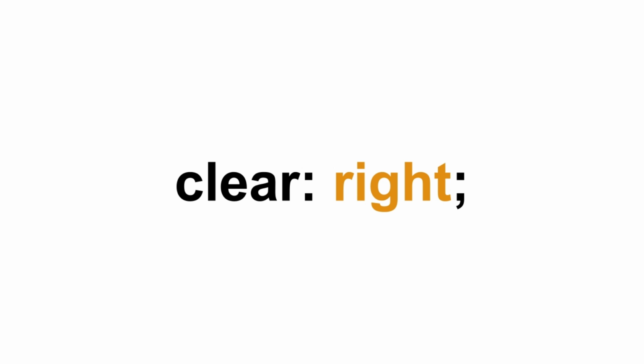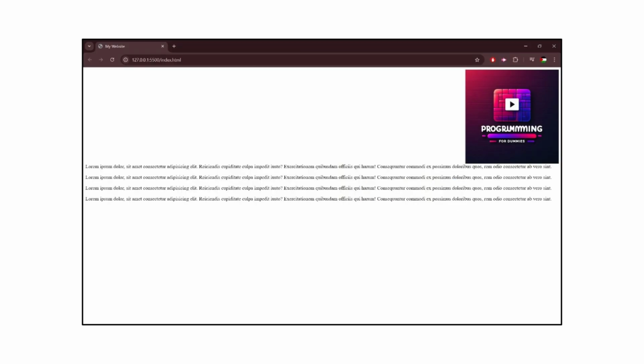Just type right. But if we are trying to be careful and cancel the floating property from all sides, we can just type the both keyword. Either way, with the clear method, we can cancel our previous float property.